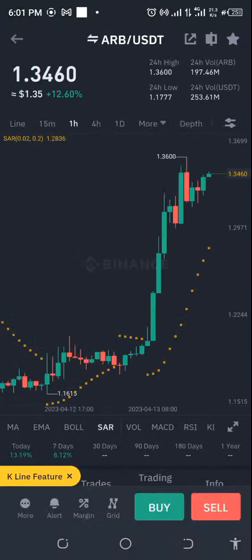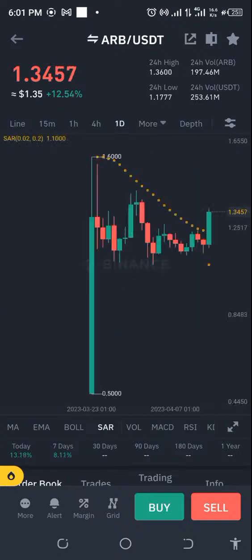Now, ARB was listed a couple of days ago, and it's still in the new listing segment. So let me go to the 1-day chart. You can see how it pumped so high when it was listed. Wow, it was really a good one. Anyways, let's see how it is for today. Let's look at the 1-hour chart.